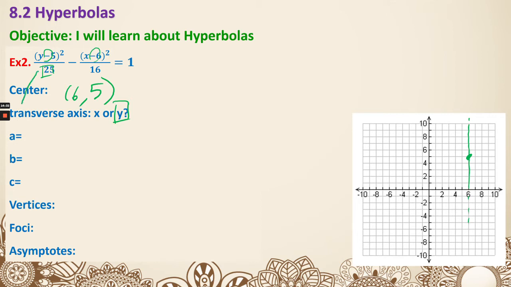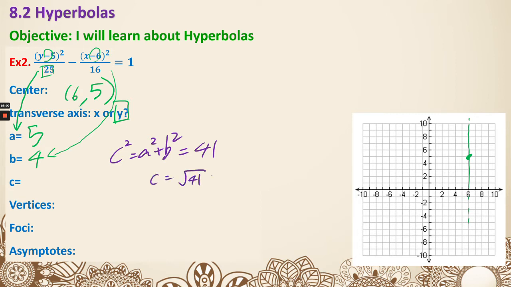A value is still going to be under the positive variable, so that is going to be a 5. B value is going to be under a negative, so it's going to be a 4. As for the c value, c squared is a squared plus b squared, and in this case, my a squared is 25, my b squared is 16, so that is going to be 41. So that means my c is going to be square root of 41. Let's actually find out the decimal value so that we can at least draw the points. It's around 6.40, okay, roughly.